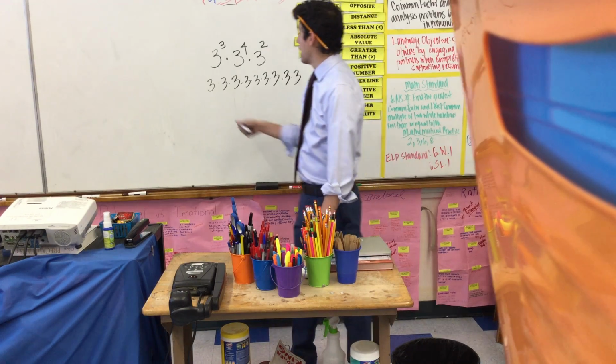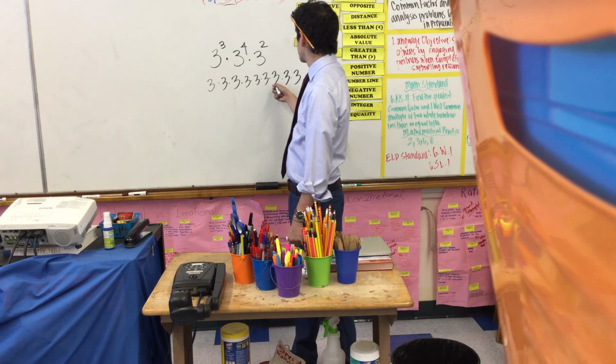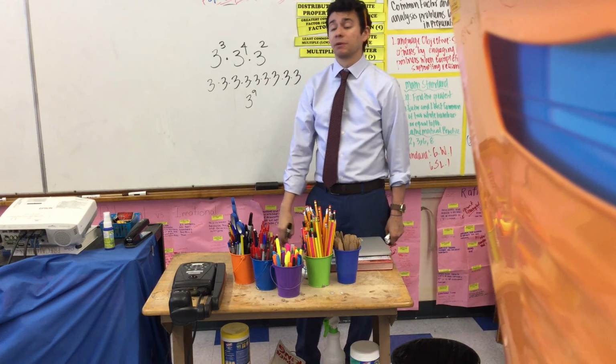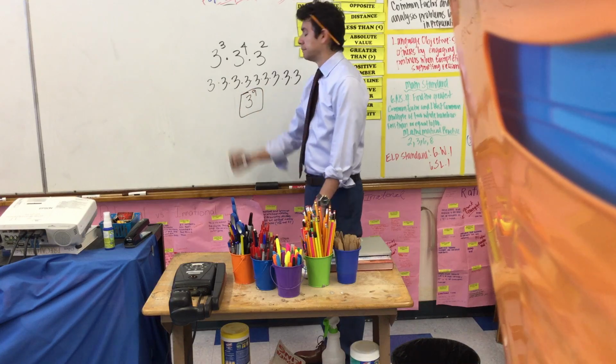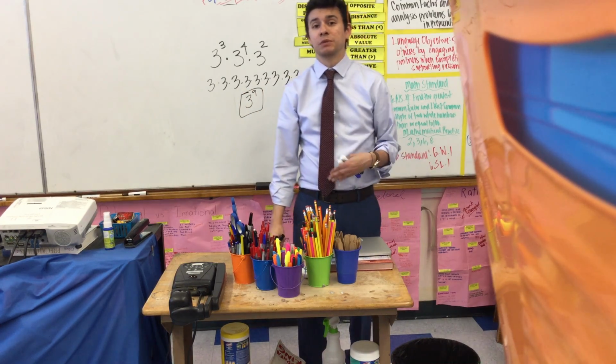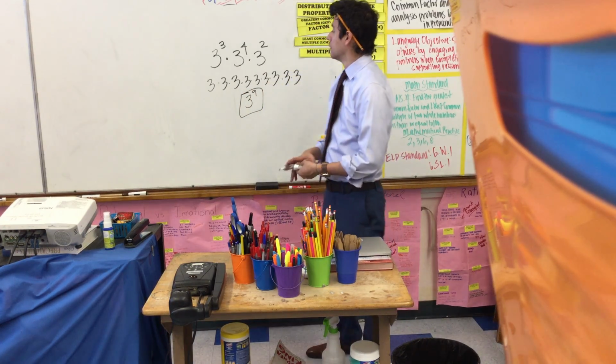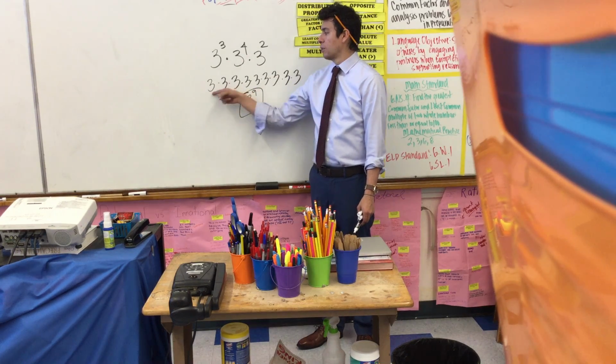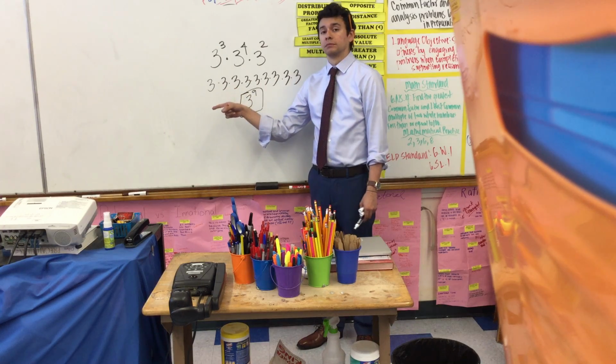Now, just count how many 3's you have. 1, 2, 3, 4, 5, 6, 7, 8, 9. So the answer is 3 to the 9th power. And that's it. You're done. There's a fast way of doing this if you haven't looked at the pattern. Look at it. How can I get 3 to the 9th without doing the expanded form?